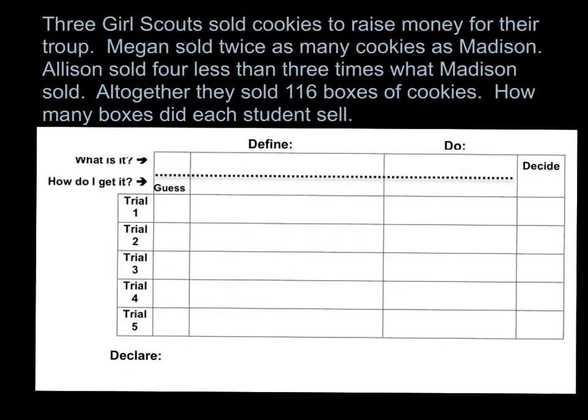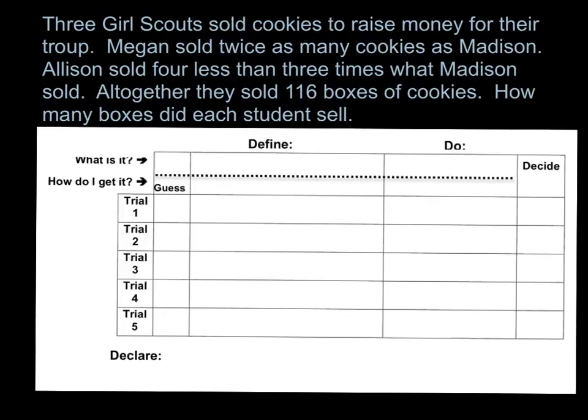Okay, 3 Girl Scouts sold cookies to raise money for their troop. Megan sold twice as many cookies as Madison. Allison sold 4 less than 3 times what Madison sold. Altogether, they sold 116 boxes. How many boxes of cookies did each student sell?